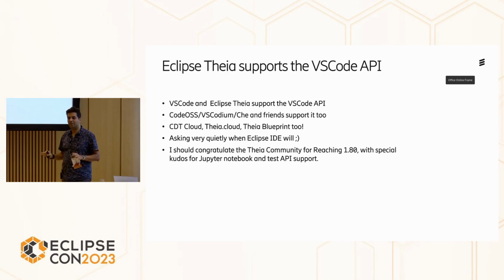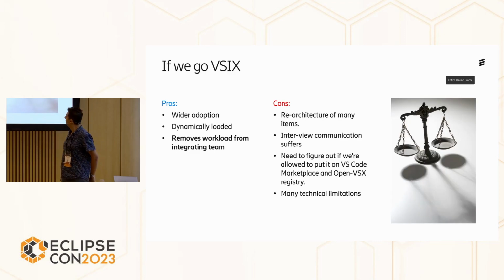So yeah, if you have friends that are working in Eclipse Core, it might be a really cool thing that Eclipse also adds support for the VS Code API. One thing that I cannot underestimate, and I've already mentioned it, Theia supports the VS Code API, but they reached 1.80, and Jupyter Notebooks and the test API are in. Like, we did it. We caught up with 2 years of tech debt in about 4 months. That's an accomplishment.